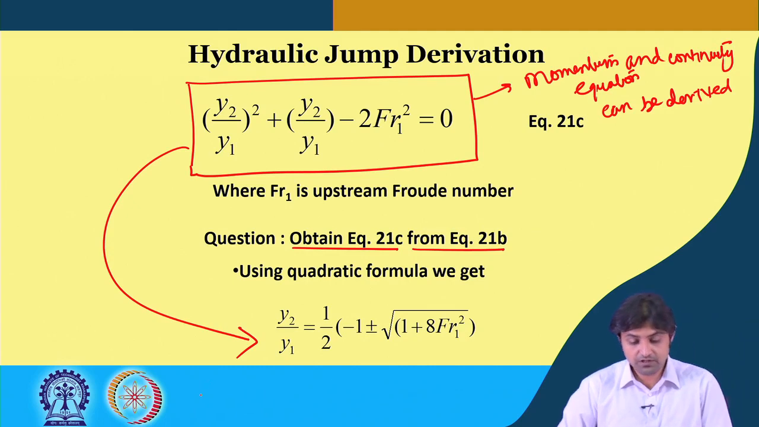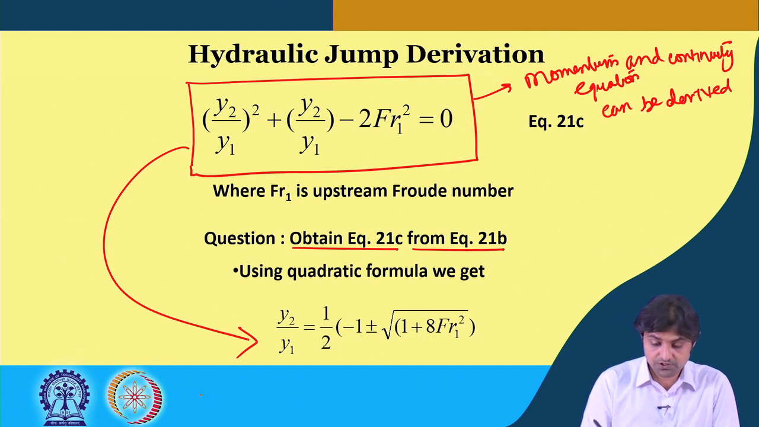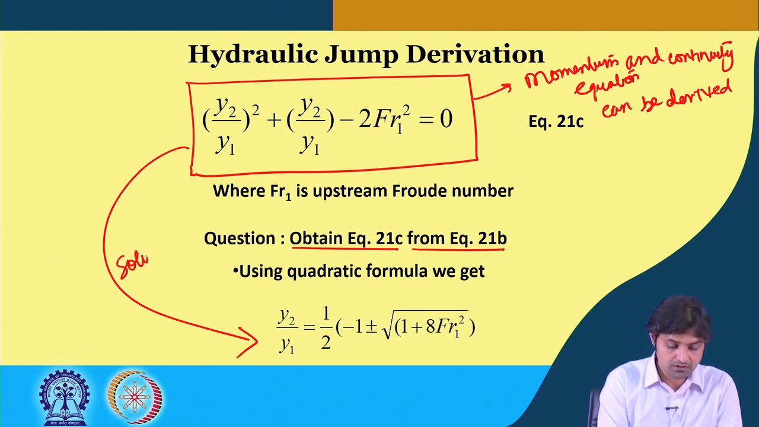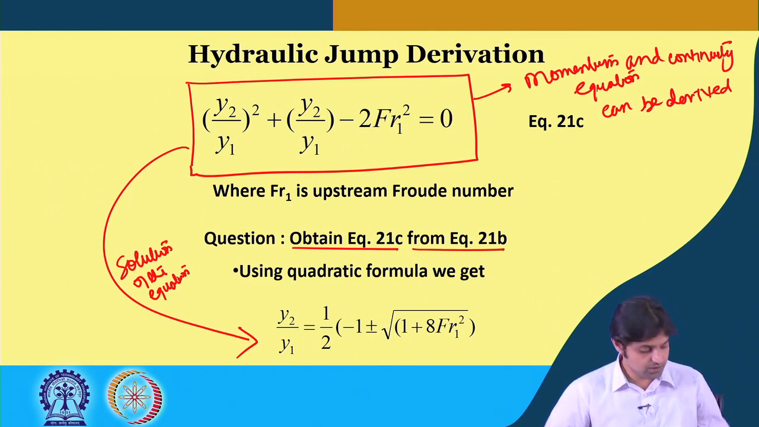So, this is a quadratic equation and this will give us a result y2 by y1 is equal to half into minus 1 plus minus under root 1 plus 8 Fr1 whole square. Okay. So, this is the solution of the equation.